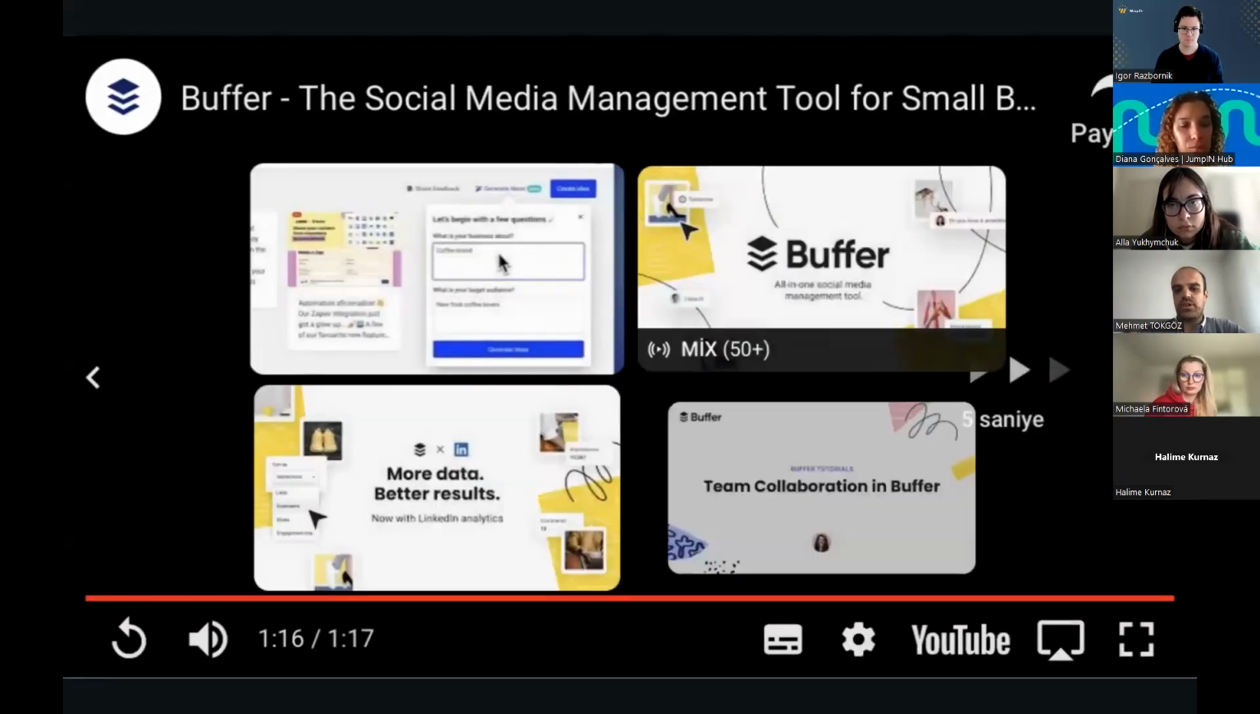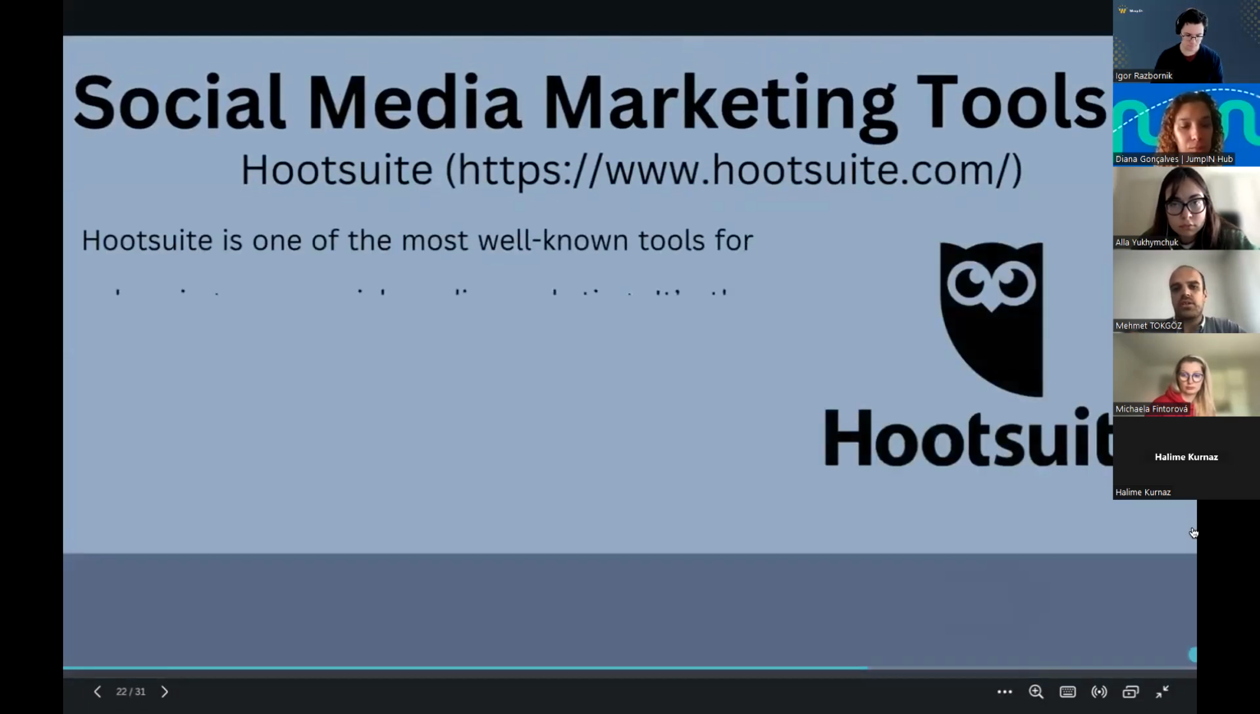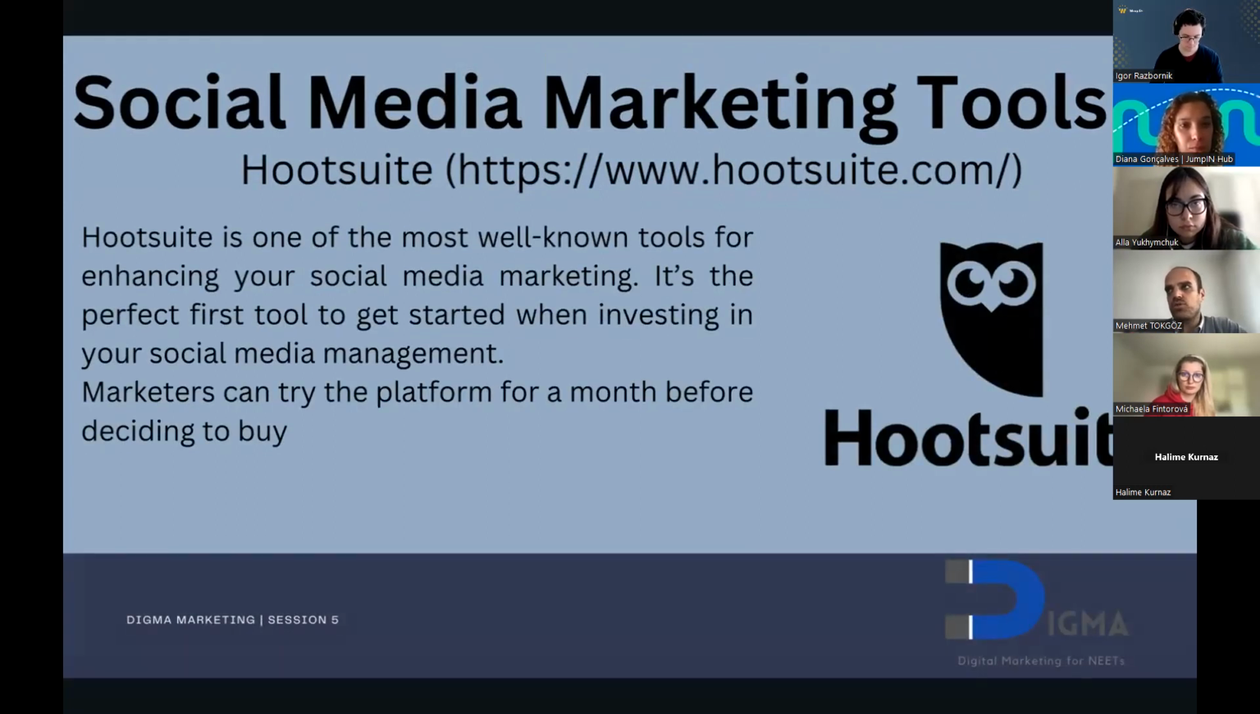As you see, Buffer has several options for you that you can use when you start your company. Of course, you will create your social media account for your company. If you use tools like Buffer, you can increase your target audience more quickly than not using such tools. The other one is Hootsuite, which is also a similar thing that you can use in social media marketing. It's also one of the well-known ones.